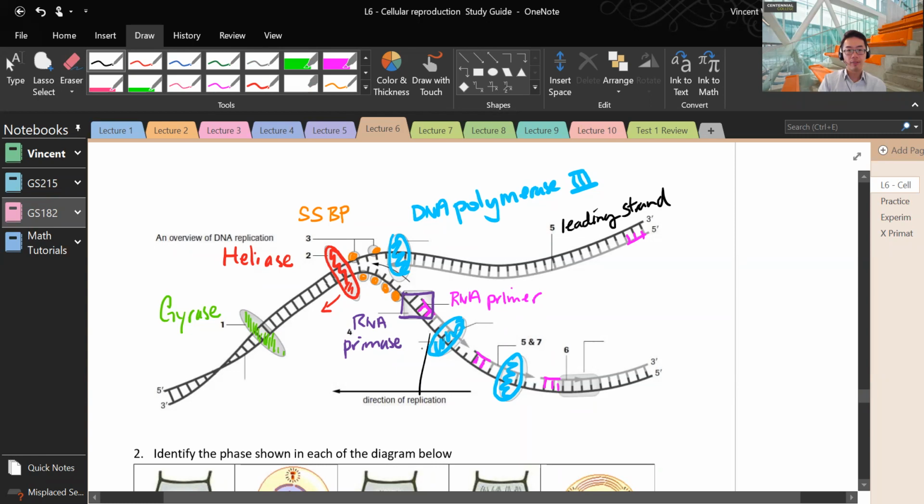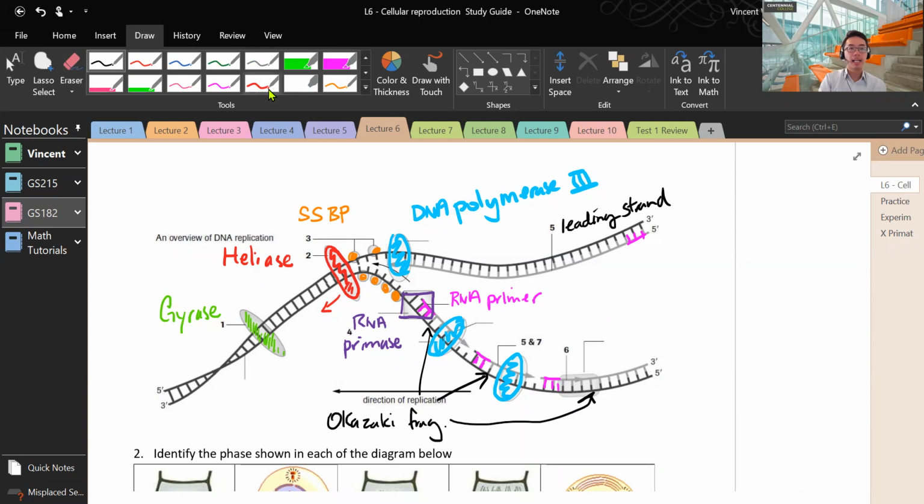Okay, so they don't have a label for that, but I'll add it in. Those are the Okazaki fragments. Oh, I guess they do. I guess that's what 5 and 7s are. Okay, the Okazaki fragments. And over here, that would be the ligase.